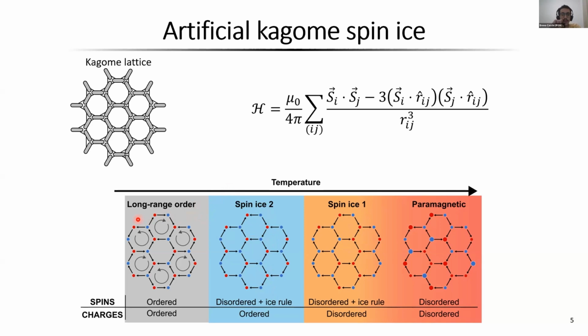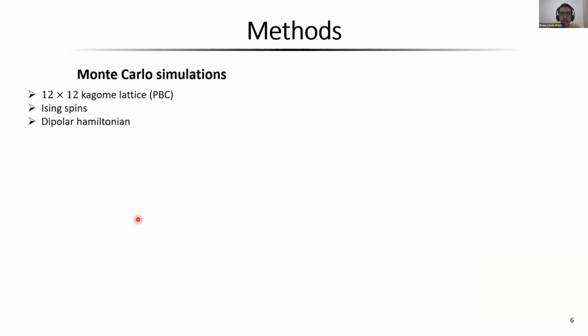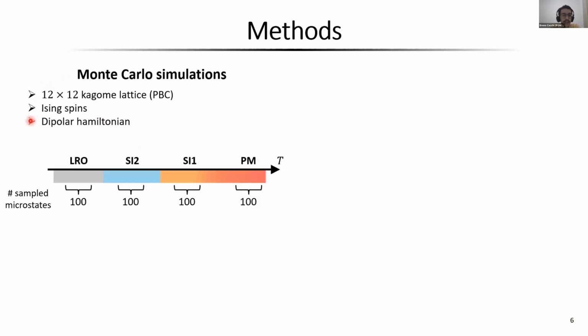All right, so the first thing we did in this work was to perform Monte Carlo simulations of this model on a 12 by 12 kagome lattice. With it, we randomly selected 100 distinct microstates of each phase. Now, as I said, the long range order phase is only six-fold degenerate. So to get 100 microstates out of it, we actually did a trick.